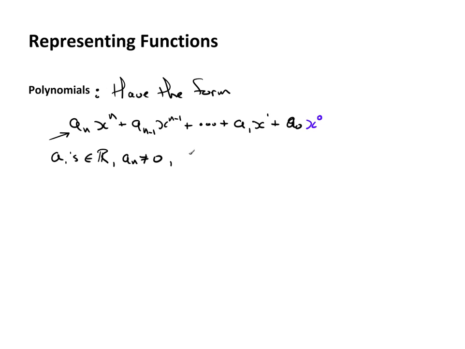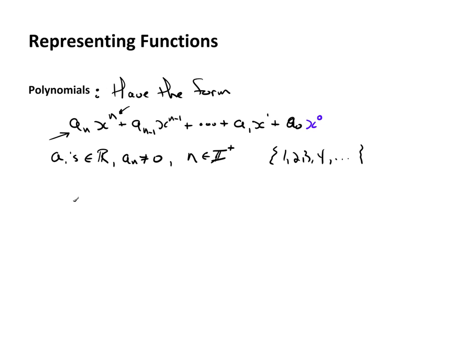And also, n is an element of the positive integers. That's supposed to be a script I, which is difficult to write. Positive integers is another way of saying the set 1, 2, 3, 4, the counting numbers.